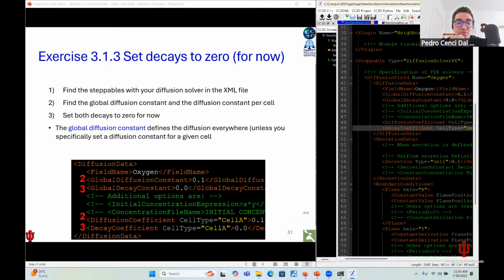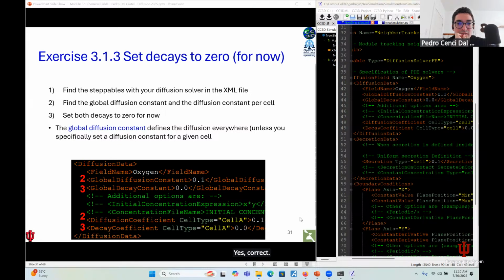Were we meant to do so? No, you were not meant to do so. Were you meant to create a cell? No. Choosing no properties, that's correct.